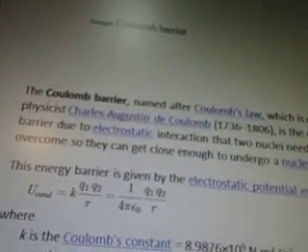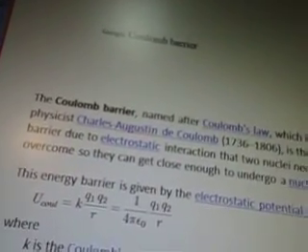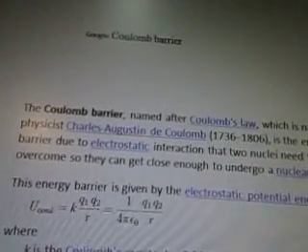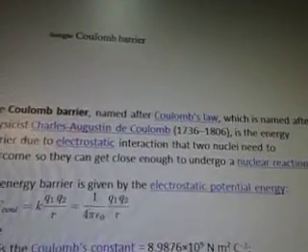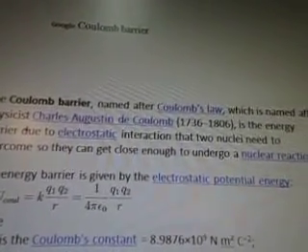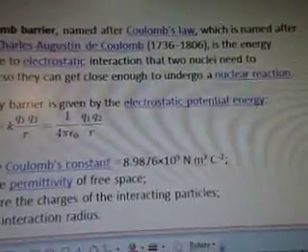So I googled the word Coulomb barrier to find out what it means, okay? It came up in the last few videos, and this is the one where I define it, and then I looked into it a little further to see what we can do with it. So the Coulomb barrier, named after Coulomb's law, which is named after physicist Charles Augustin de Coulomb from 1736 to 1806, is the energy barrier due to electrostatic interaction that two nuclei need to overcome so they can get close enough to undergo a nuclear reaction.